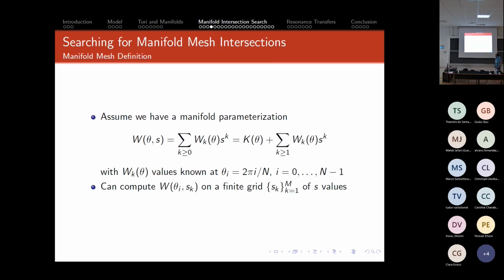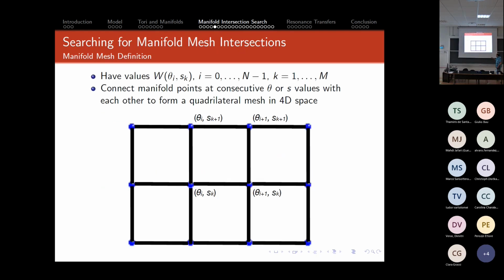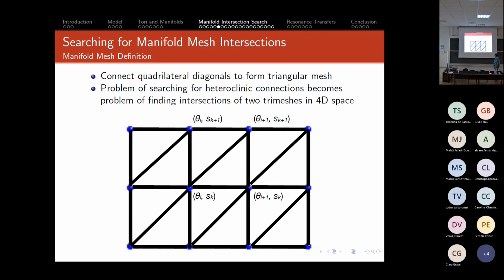So now that we have this, let's say we have, of course, W of theta and s representing our manifold. Now we can always compute the exact values of the manifold on a finite grid of theta and s values. And then we just connect consecutive theta and s values together to form a rectangular mesh representation on the computer of our manifold, and then connect the diagonals as seen here. And so now we get a triangular mesh representation of our manifold in our 4D map phase space. So the problem of finding manifold intersections is the problem of intersecting triangular meshes.